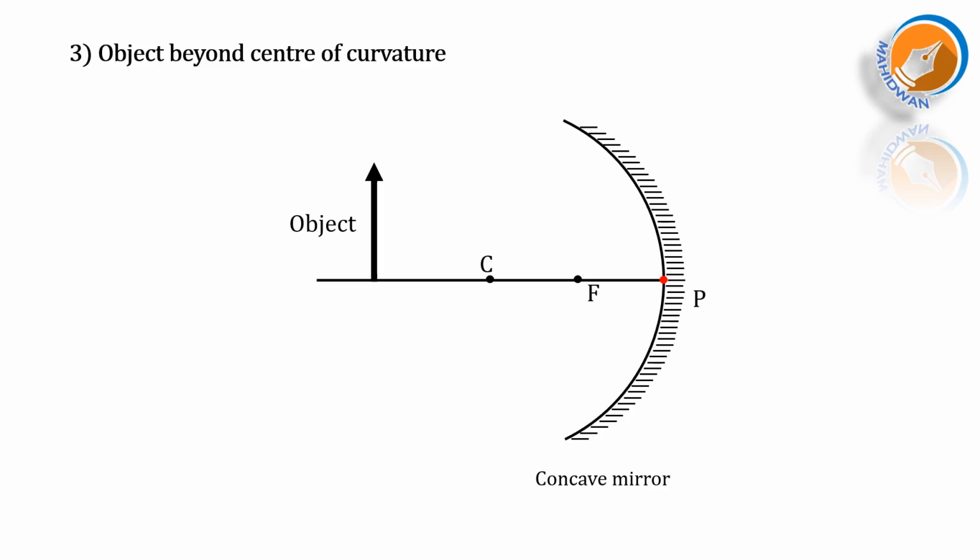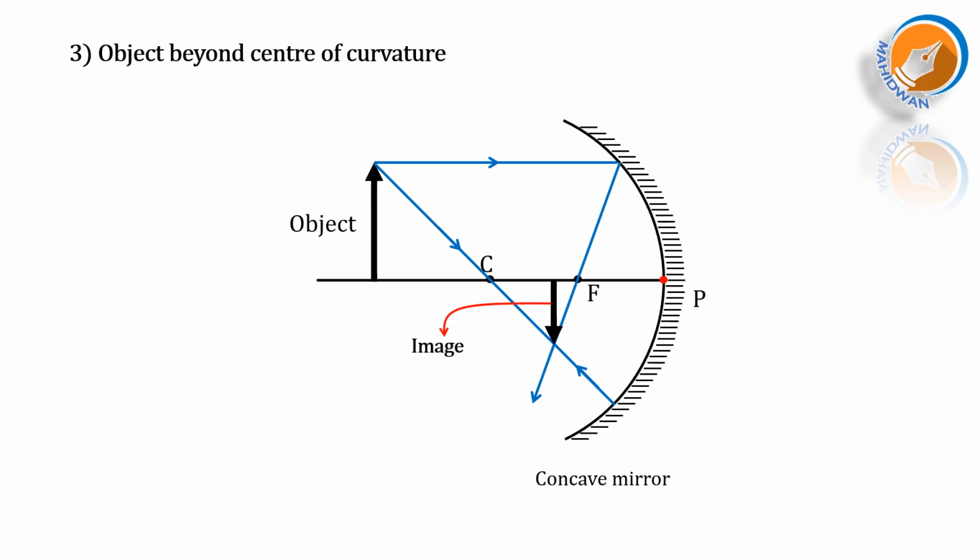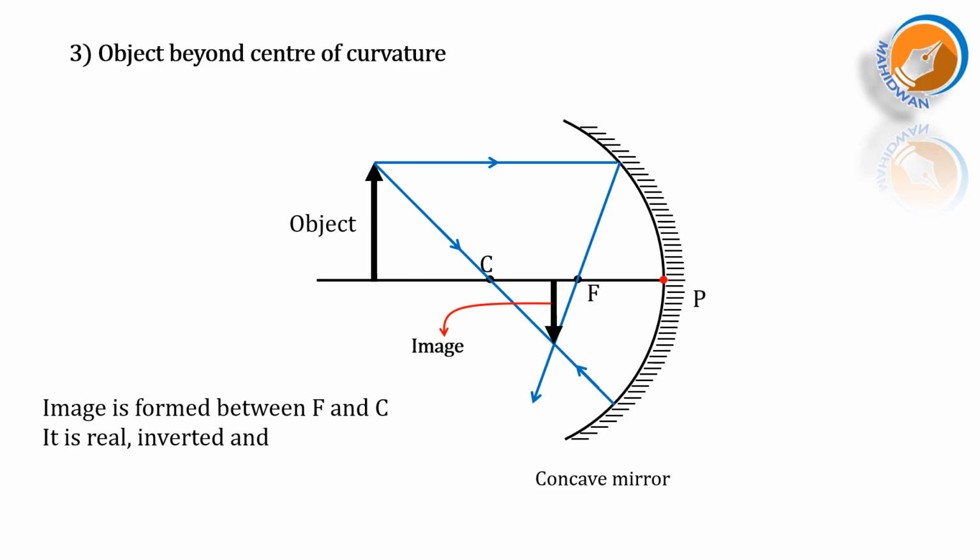First ray I'm drawing is parallel to the principal axis. Rules are rules, please follow them. It has to pass through focus. Second ray I'm drawing through center of curvature. It will be reflected back along the same path, and wherever they intersect, that is the formation of image. So this image is formed between C and F. Let me write the characteristics. Position: image is formed between F and C. It is real, inverted, and look at the size with respect to the object. It is still smaller, so we write it as diminished. This time we don't write highly diminished, we write just diminished.